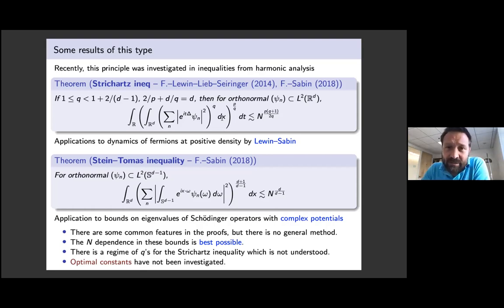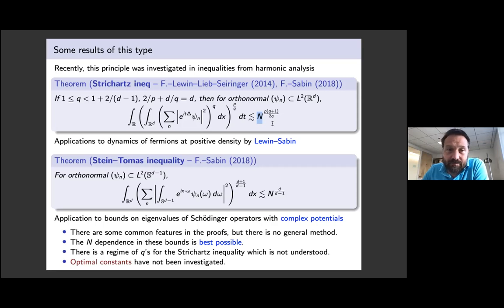So let's look at it in more detail. You start with these orthonormal functions psi n. You time evolve them under the unperturbed Schrodinger operator. You look at the square sum, the density, raise it to a certain power, integrate over space, raise it to another power, and integrate over time. The statement is that such an expression is bounded by n to a certain power.